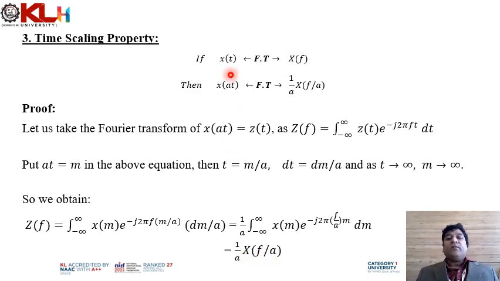So if we are taking the Fourier transform of the time scaled signal x of at, whatever is the scaling factor, that 1 by a is coming as a multiplication factor, and even the frequency is getting multiplied by the scaling factor.